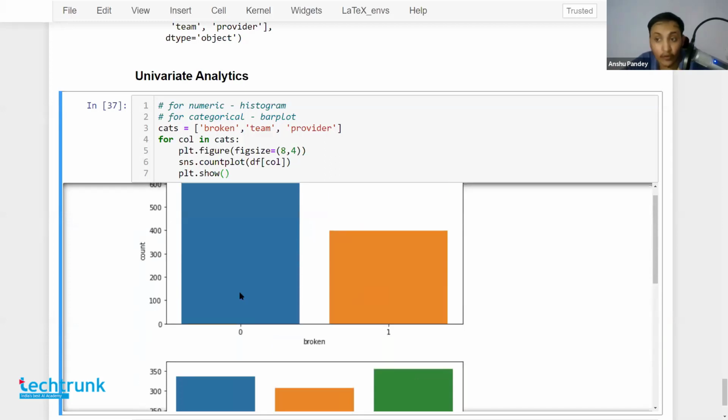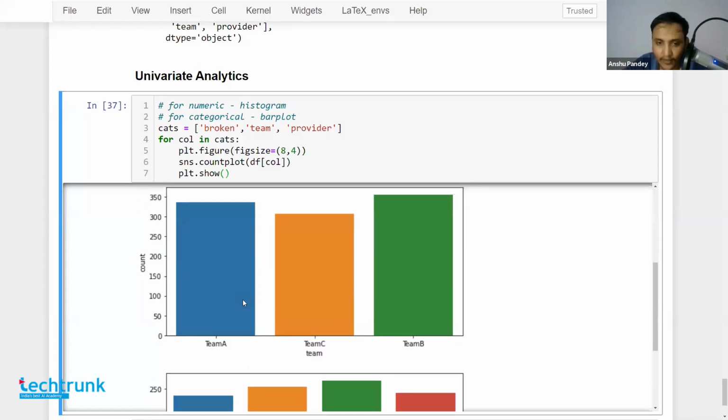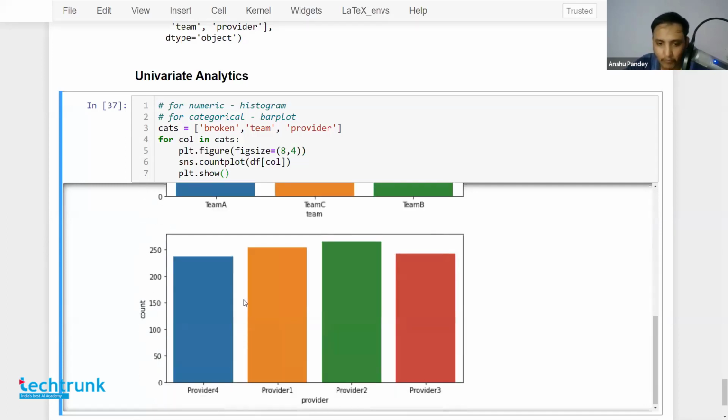We simply look at one of the attributes and try to make sense of it. What kind of information does it represent? As you can see, broken shows that almost 40% of machines are damaged. Team shows that team B is handling a little higher number of machines compared to A and C. Provider shows that almost all the providers are selling almost an equal number of machines to the factory, so the vendors or sellers are equally prioritized.